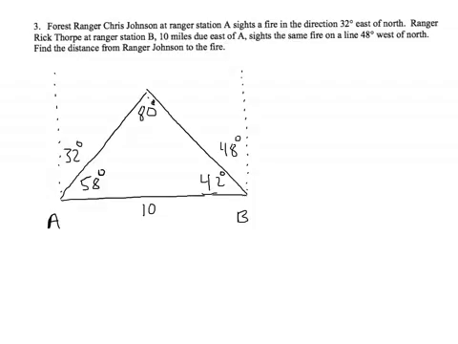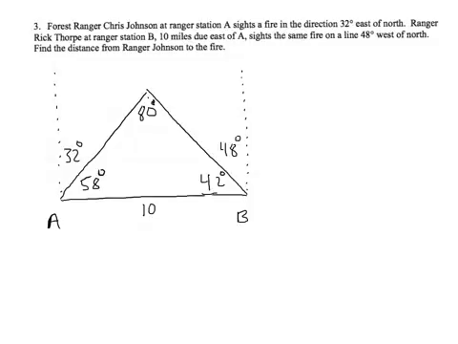First question, we have a forest ranger who is at ranger station A. He looks off in a certain direction and sees a fire. There's another ranger station 10 miles to the east, and he's looking at the same fire. They give you another direction there. So I've already drawn my initial picture here, so I just want to explain my reasoning a little bit.